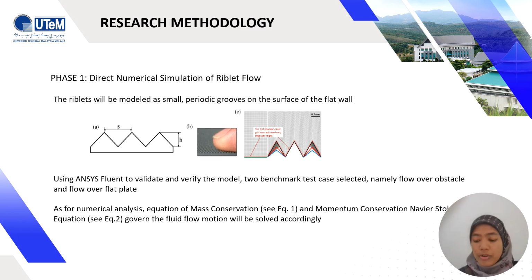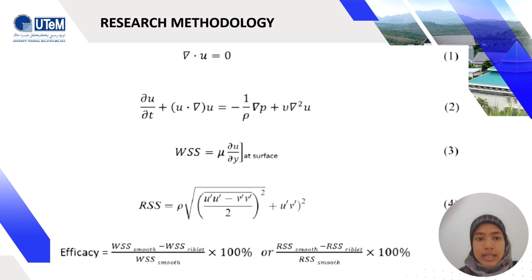plate. For the numerical analysis, equation 1 is the mass conservation, and equation 2 is momentum conservation, the Navier-Stokes equation, that will govern the fluid flow motion and will be solved accordingly. Equation 3 is the wall shear stress, calculated as the shear rate normal to a wall times the viscosity of the flowing fluid. This concept describes wall shear stress as the frictional force that flowing fluid tangentially exerts on a wall, in both magnitude and direction.